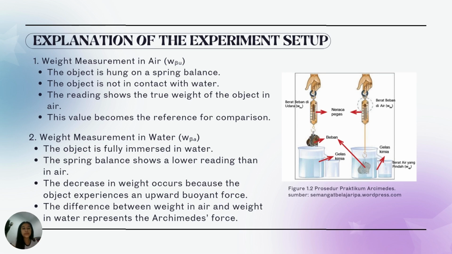2 is the weight measured in water. The object is fully immersed in water. The spring balance shows a lower reading than in air. The decrease in weight occurs because the object experiences an upward buoyant force. The difference between weight in air and weight in water represents the Archimedes force.